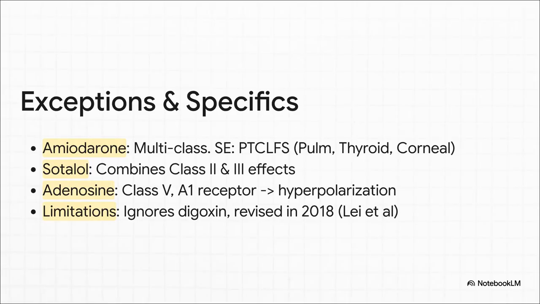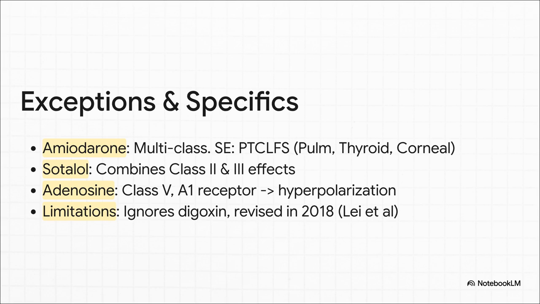So the really crucial point here is that Vaughan Williams isn't perfect, and we have to master the exceptions to get those top marks. Let's look at amiodarone. It's actually a multi-class drug covering classes I through IV, and it has a massive half-life of 25 to 110 days.